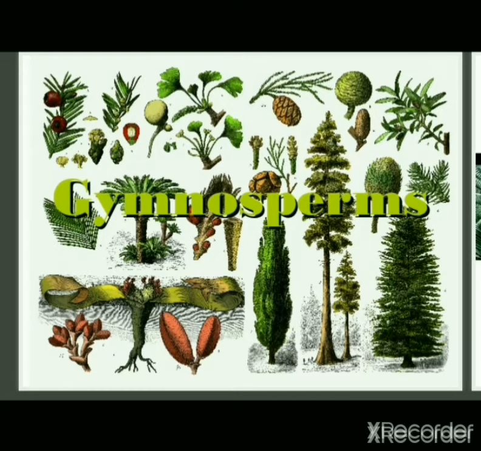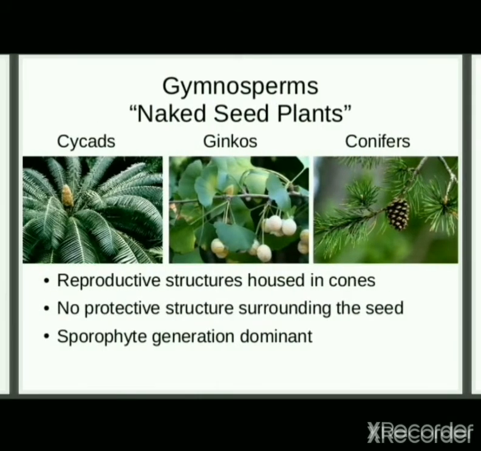So student, first of all, we understand the meaning of the word gymnosperm. Gymnosperm comes from the Greek words, so it has two parts. The first is gymno and the other is sperm. Gymno means naked and sperm means seed. That means gymnosperms are those plants which have naked seeds.